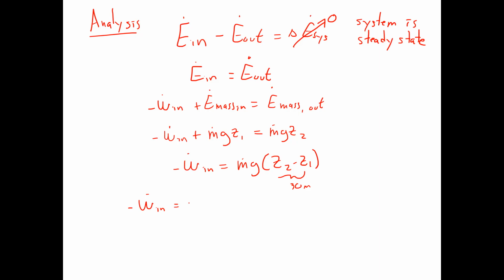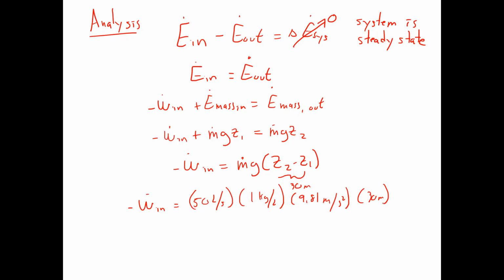So what is mass? Well, I don't know what the mass flow rate is. This is mass flow rate. I don't know what it is, but I know my volume flow rate, 50 liters per second. I can multiply that by the mass of water. I know it to be 1 kilogram per liter. Multiplied by gravity, 9.81 meters per second squared, multiplied by the change in height, which is 30 meters. So those are my terms that I know.